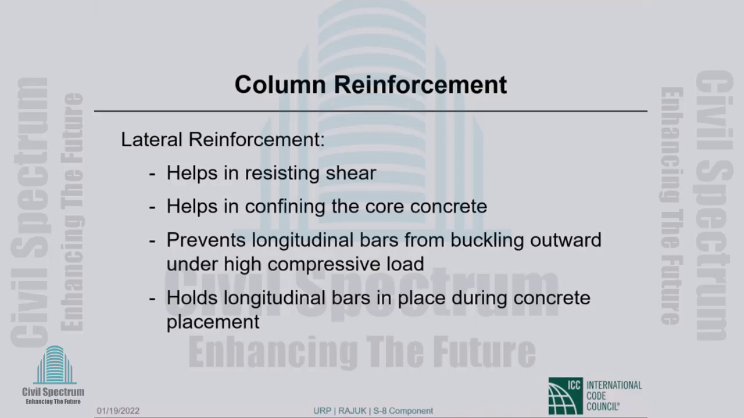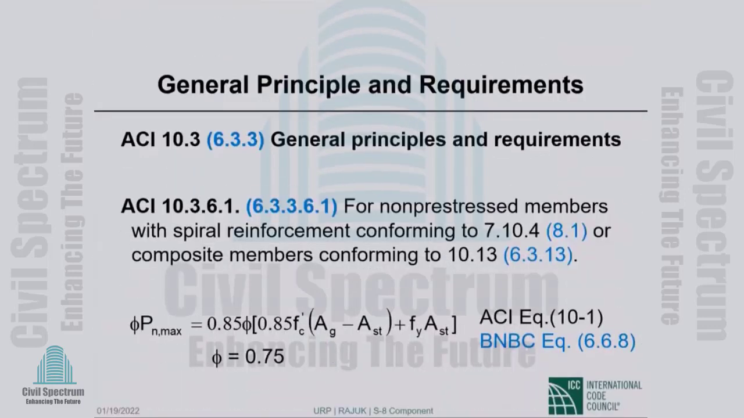Now, even at a more basic level, the lateral reinforcement holds the longitudinal bars in place during concrete placement. And that is definitely not unimportant. You cannot just have the longitudinal steel and not the horizontal steel if you're going to place concrete. So: resisting shear, confining the core concrete, meaning the concrete inside the lateral reinforcement, preventing buckling of the compression bars, and holding longitudinal bars in place during concreting.